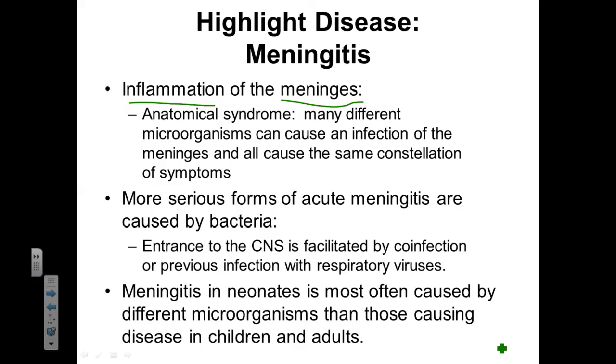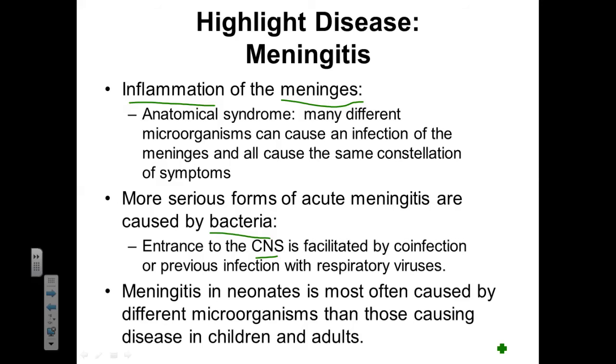Meningitis is an anatomical syndrome. It's associated with the inflammation of a structure. There are many different microorganisms that can cause this inflammation, and they're all grouped together because they have the same symptoms, inflammation of the meninges. There are serious forms of acute meningitis, and there are also less serious subacute forms of meningitis. Our serious forms, generally speaking, will be caused by bacteria that can enter the central nervous system through co-infection or through previous infections with respiratory viruses.